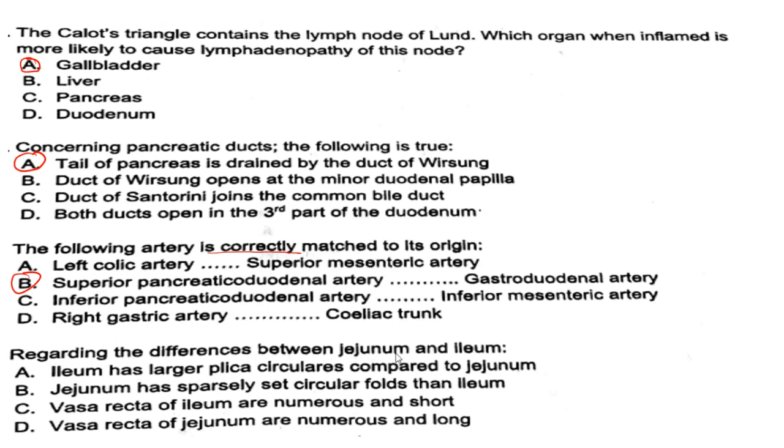Regarding the difference between jejunum and ileum, A. Ileum has larger circular folds compared to jejunum. B. Jejunum has sparsely set circular folds than ileum. C. Vasa recta of ileum are numerous and short. D. Vasa recta of jejunum are numerous and long. So the answer here is just C, which is the vasa recta of ileum are numerous and short.